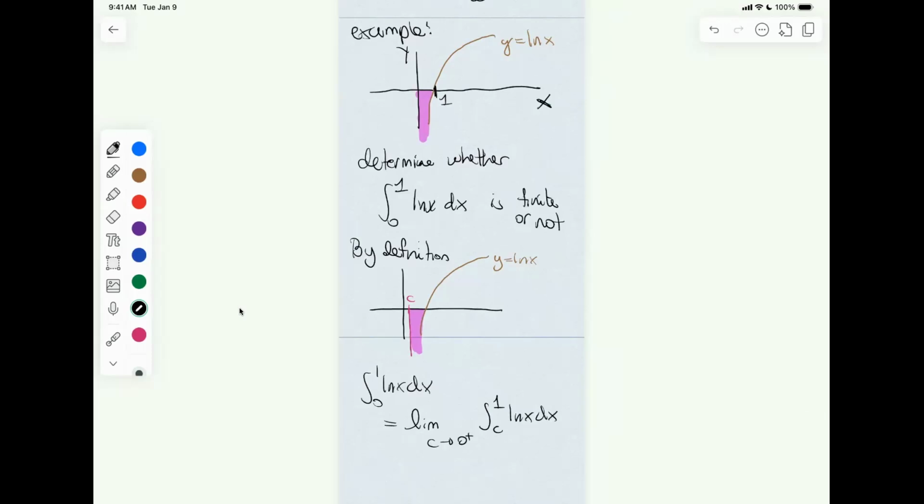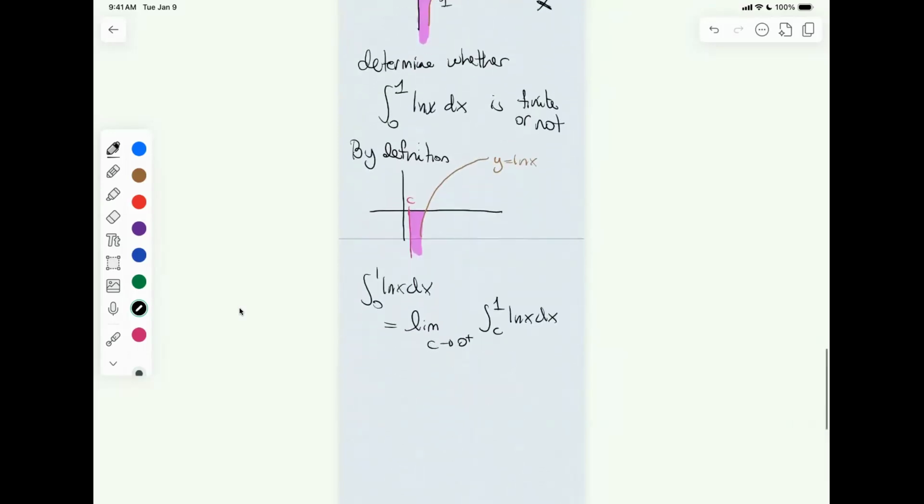Now, does anyone remember how we found the integral of ln before? We did integration by parts. That's one of the first examples we did by integration by parts. I'll just remind you what it was, but I'll give the answer. It was u equals ln of x, and dv equals dx, right? If you do integration by parts, you end up finding that the antiderivative of ln is x ln x minus x. That's what it ends up being.